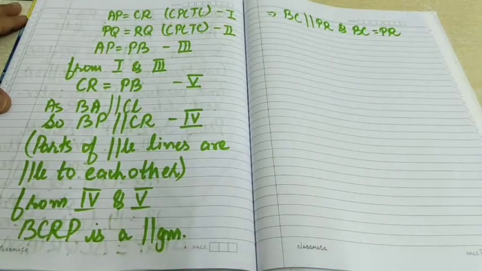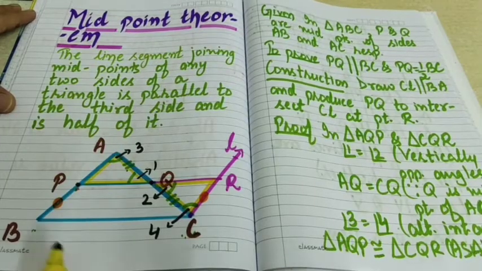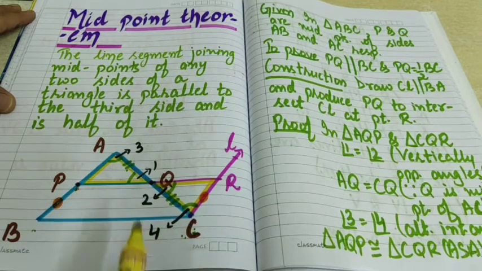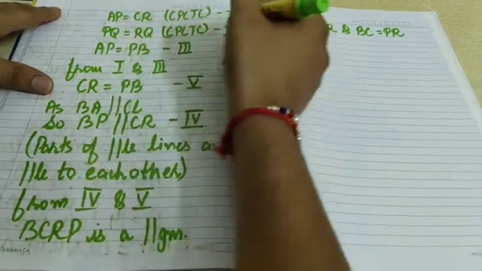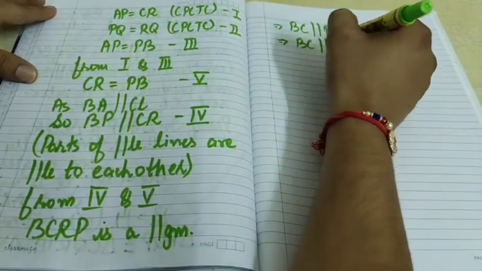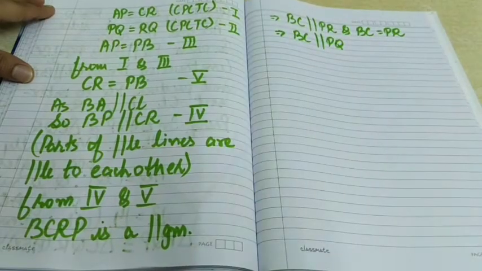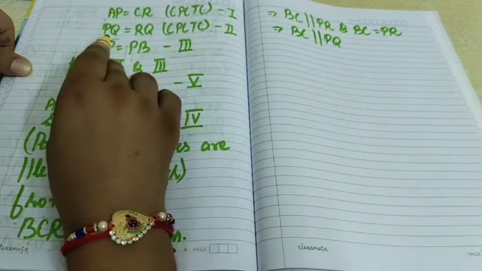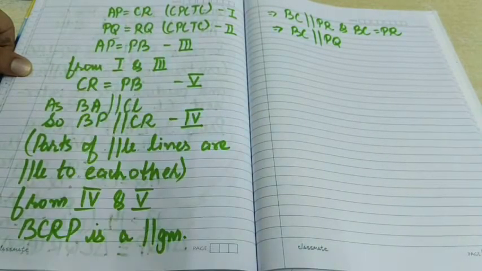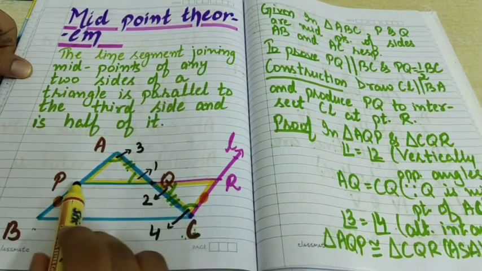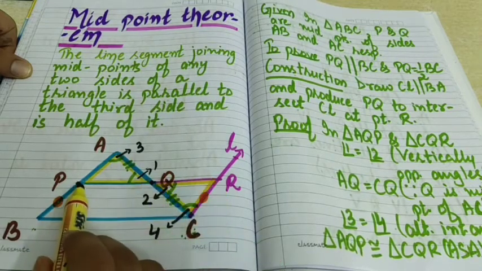Also we know that parts of parallel lines are also parallel to each other. Since BC is parallel to PR, BC is also parallel to PQ. That is, we mention that BC is also parallel to PQ. Also from equation number 2, we can see that PQ and RQ are equal. Since PQ and RQ are equal, we can write PR as 2 times PQ.